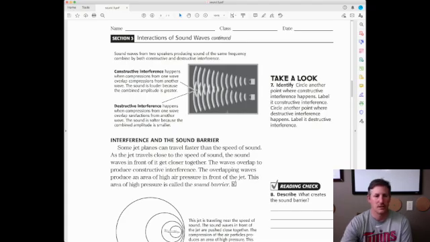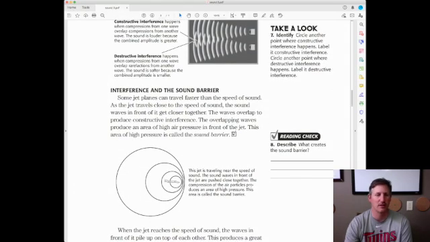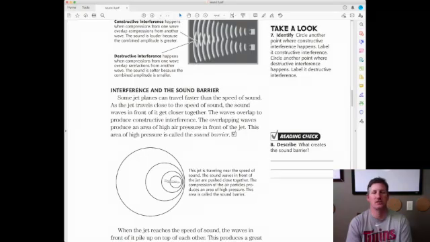We also get interference when we talk about breaking the sound barrier. We have jets that can break the sound barrier. We're going to talk about that here. Interference in the sound barrier. Some jet planes can travel faster than the speed of sound. As the jet travels close to the speed of sound, the sound waves in front of it get closer together. The waves overlap to produce constructive interference. The overlapping waves produce an area of high pressure in front of the jet. This area of high pressure is called the sound barrier.